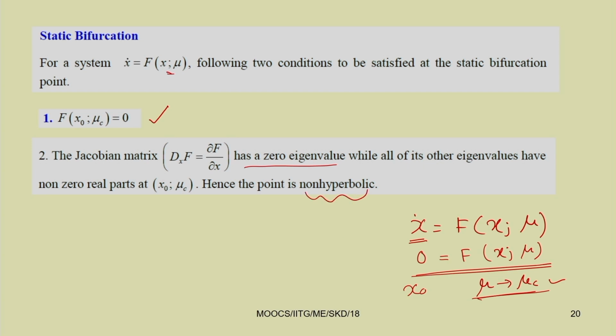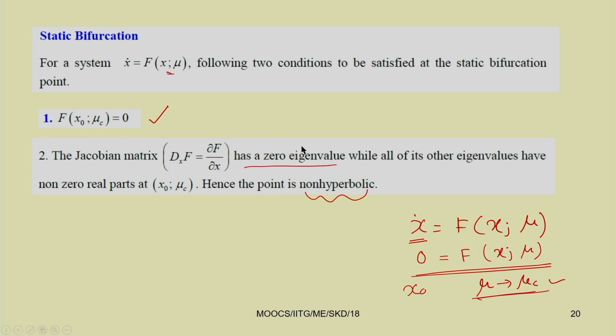In case of a hyperbolic fixed point, all the real parts of the eigenvalues must not be 0. So it should have non-zero real parts of the eigenvalues for a hyperbolic fixed point, but if one of these eigenvalues is 0, then this becomes non-hyperbolic. So, for the static bifurcation, these two conditions must be satisfied: f(x0, mu c) equal to 0 and the Jacobian matrix must have a 0 eigenvalue.